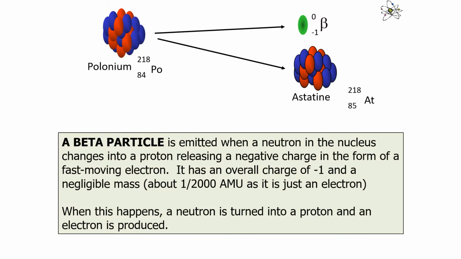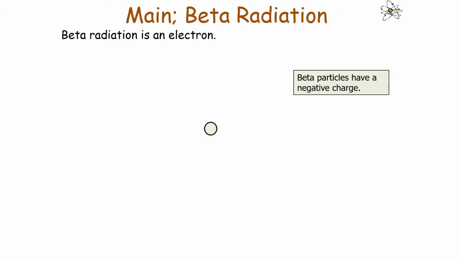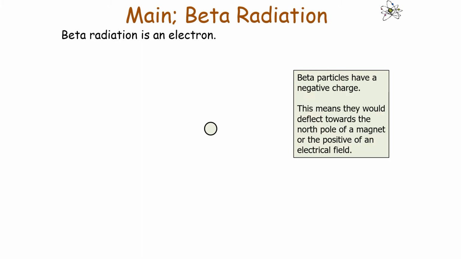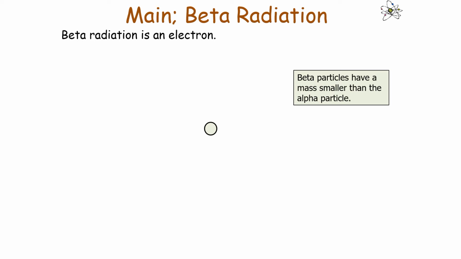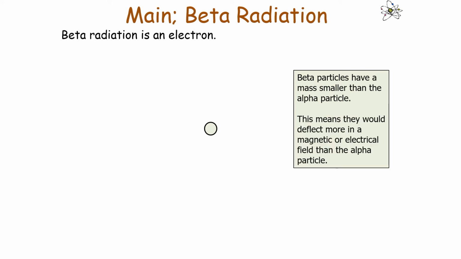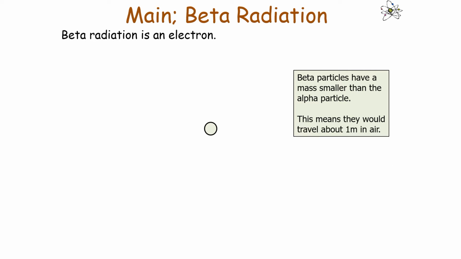Now a beta particle is emitted when a neutron in the nucleus changes into a proton and releases a negative charge in the fast moving electron. So beta radiation is an electron. Beta particles have a negative charge, so they deflect towards the north pole of a magnet or the positive of an electrical field. Beta particles have a mass smaller than an alpha particle, so they would deflect more in a magnetic or electrical field than the alpha particle, but they are moderately ionizing and would travel about 1 meter in air.